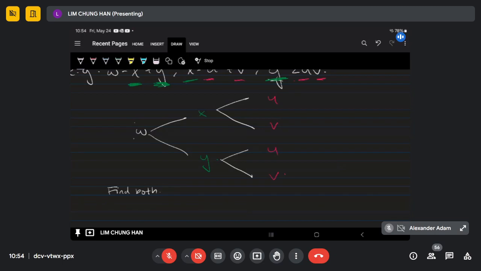Well, they call it partial as well, actually. Yeah, find both partials. So what you do then is simple. Now, once you've drawn a tree, it's simple. So to relate w with x, it's dw dx. To relate w with y, dw dy.